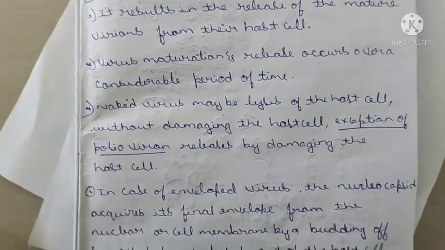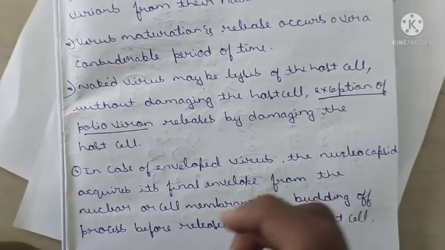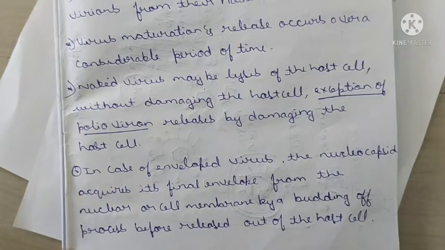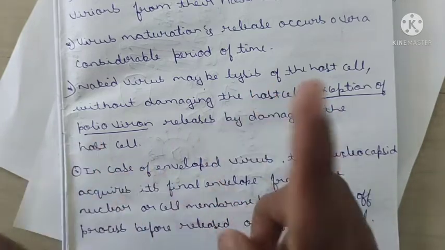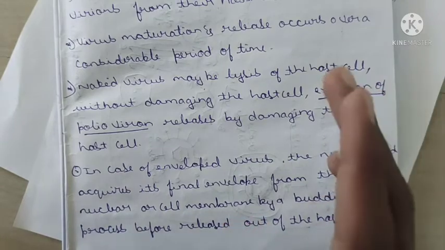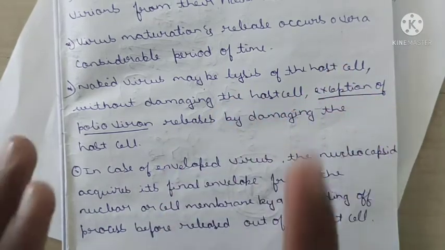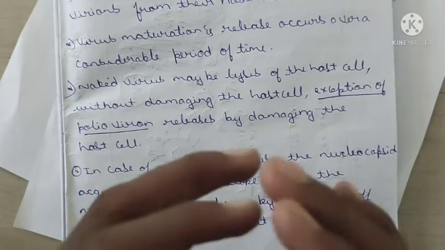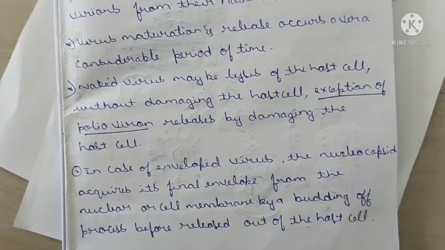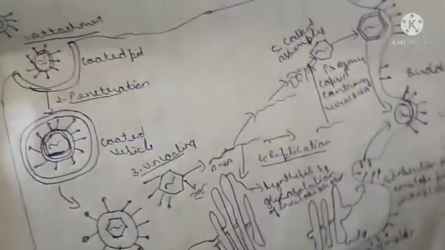In case of enveloped viruses, the nucleocapsid acquires its final envelope from the nuclear or cell membrane by budding off process before release out of the host cell. Okay. एनवेलप वायरस के अंदर क्या रहता है? ये बडिंग फॉर्म करते हैं. बड फॉर्म करके अपने आप पर चारों तरफ गहराई में ये स्पाइक्स डेवलप करते हैं. फुटबॉल शूज स्पाइक्स जो रहते हैं ना, उसी तरह चारों ओर ये स्पाइक्स डेवलप करते हैं. स्पाइक्स, the cone shaped structure, डेवलप करके बाहर निकल जाते हैं, क्योंकि और दूसरों को अटैक भी करना है ना. हाँ, इसलिए आपको मैं इन सिंपल वे इधर डायग्राम में बता देता हूँ.